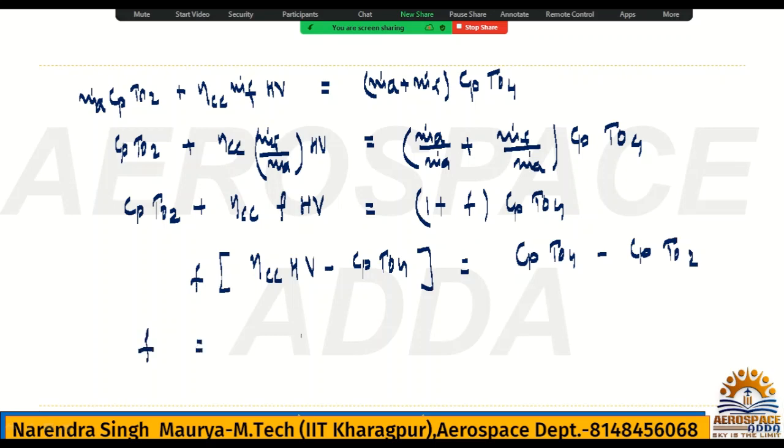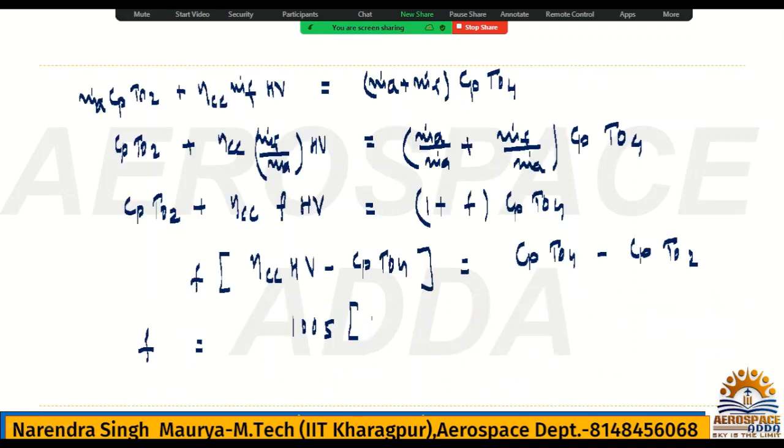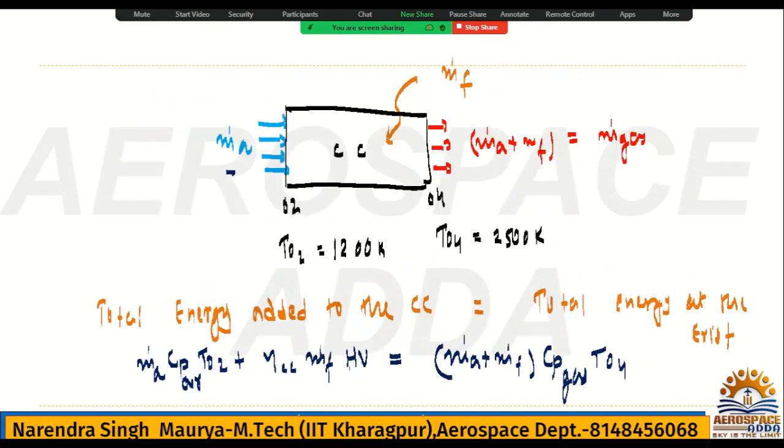You can write here Cp common, so it is 1004, it is given to us. What is T naught 4? See that value, I think 2500. So you write this value 2500 minus T naught 2, which is 1200, and divided by this, which is eta Cc. What is the burner efficiency they have given to us?